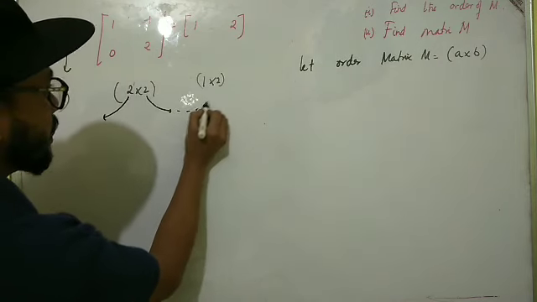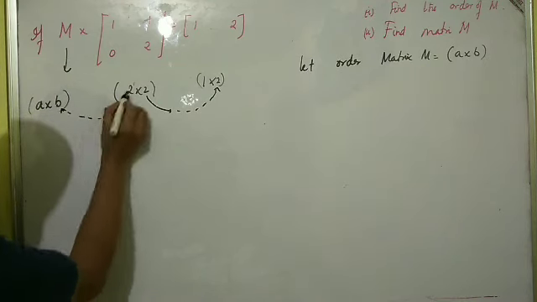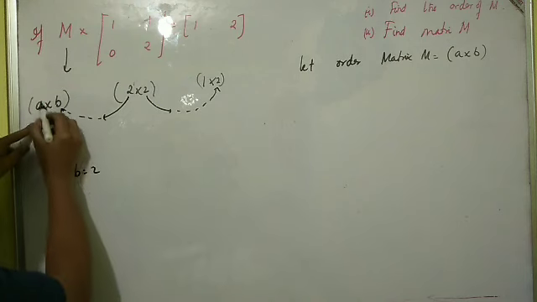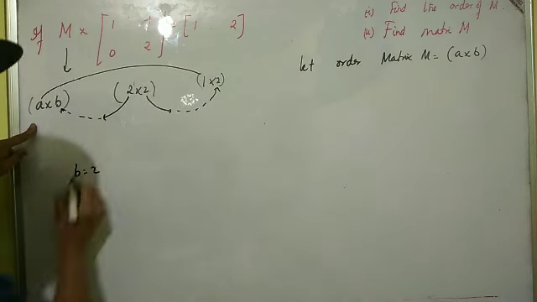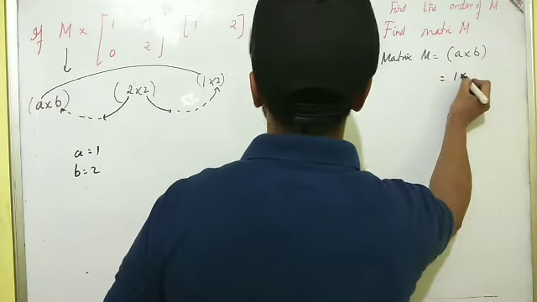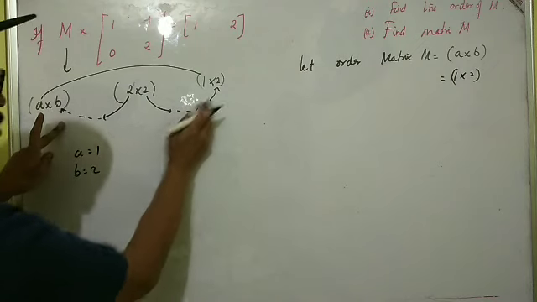Now where will it go? Last value. Now the value B is equal to 2. What is the value of A? What are the remaining values? A and 1. So the value of A is 1. So the order of this matrix is 1 cross 2. Clear? So this will go left hand side, this will go right hand side.